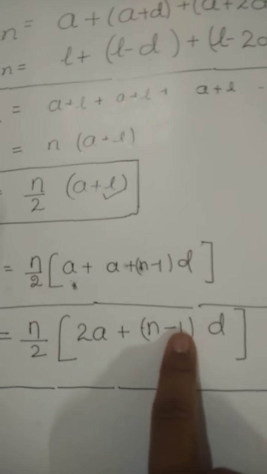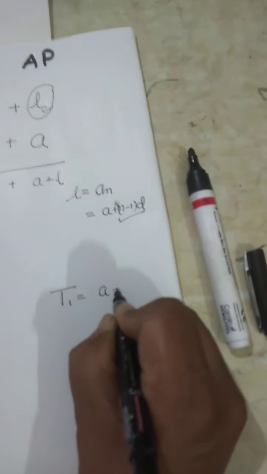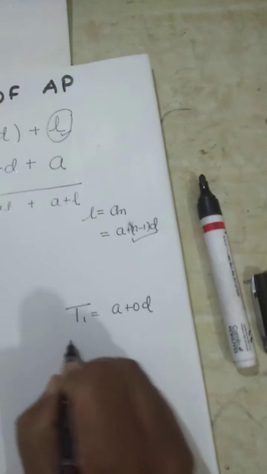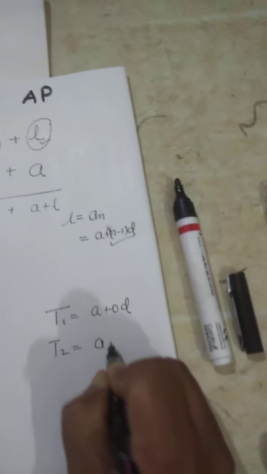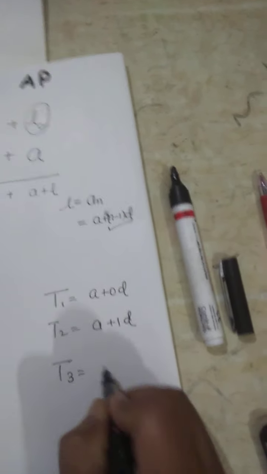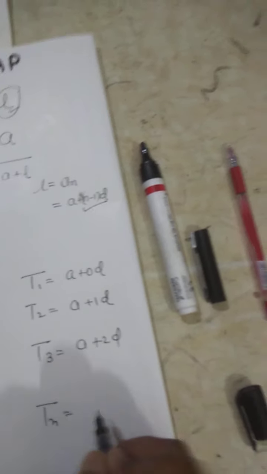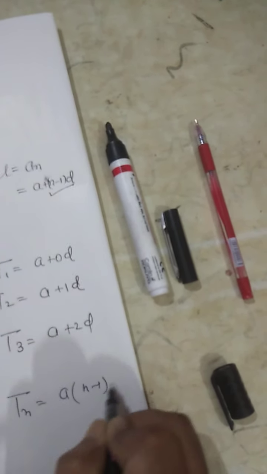I have given this concept. Why n minus 1? For the first term, this is a plus 0 d. For the second term, I am revising this also, a plus d. This is the third term, a plus 2d. Now the nth term, a plus n minus 1 d.